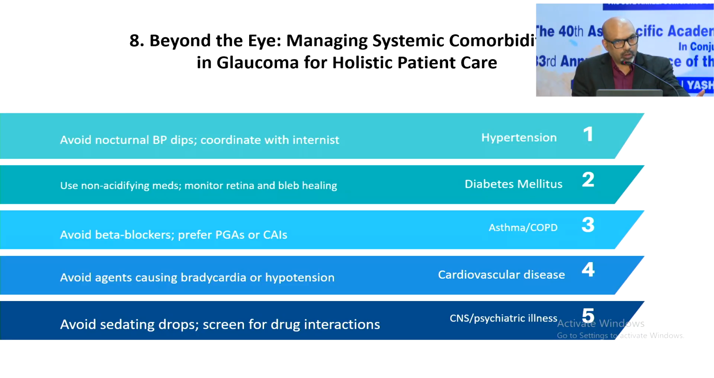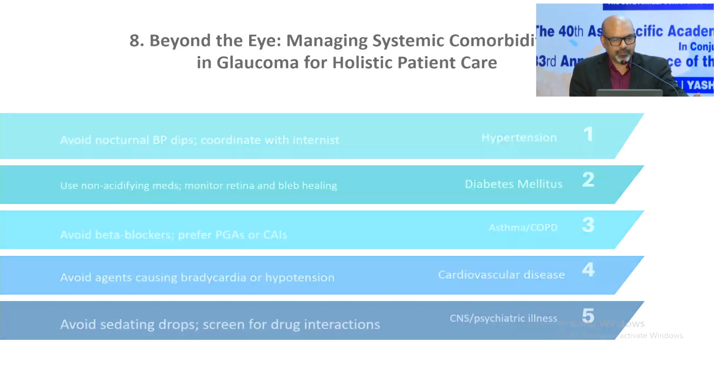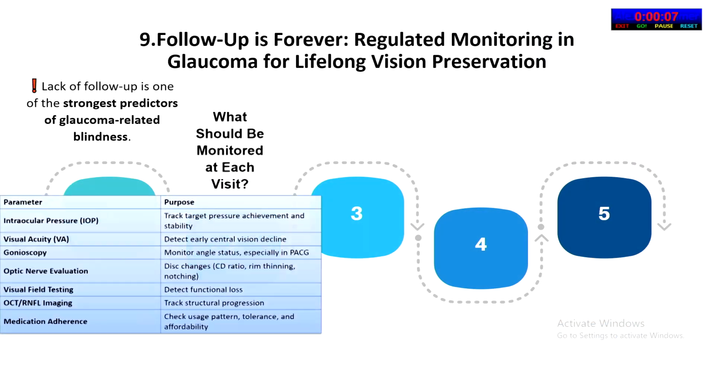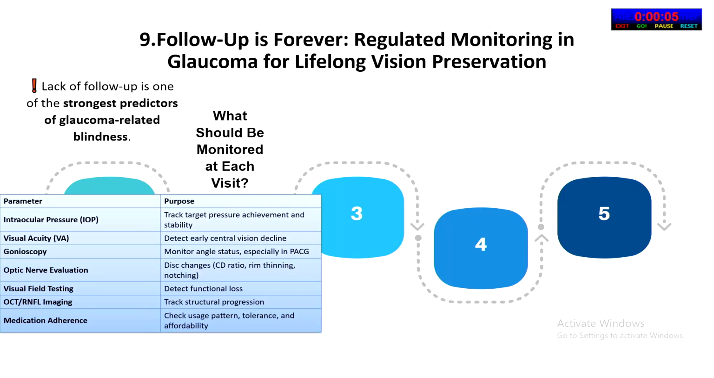We must follow this advice: the patient's nocturnal BP has to be evaluated. Why the patient is progressing needs to be coordinated and correlated with what is happening with the patient's systemic diseases. And follow-up is very important. Lack of follow-up is one of the strongest predictors of glaucoma-related blindness.